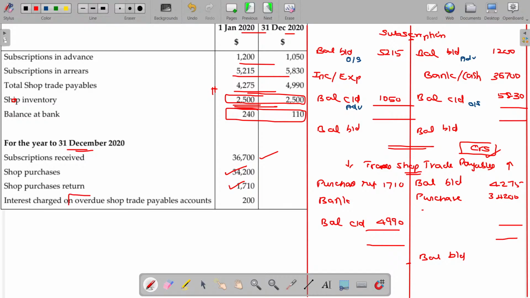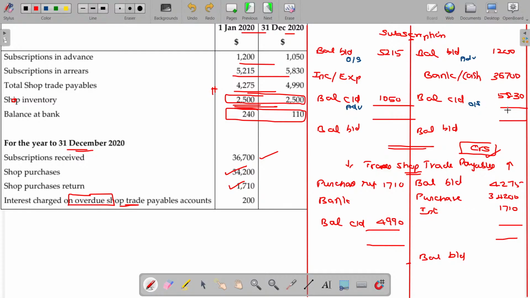Interest charged on overdue shop trade payables. You delayed the payment, so you have to pay the interest. The amount payable to the creditor seller increases due to the delayed payment, which is nothing but interest. Sometimes we may get discount also. Discount received will decrease the value, it should be posted here. This is similar to the creditors account.